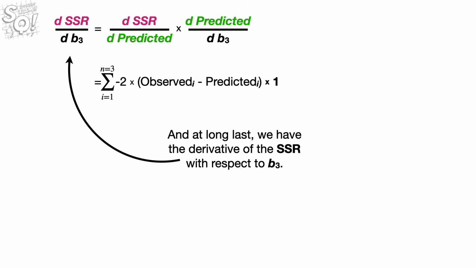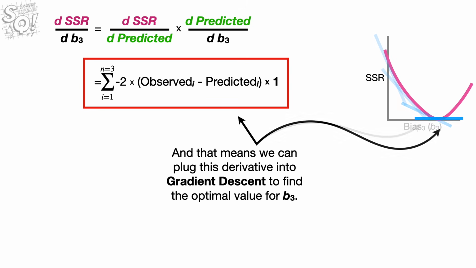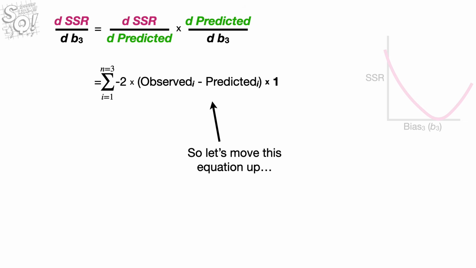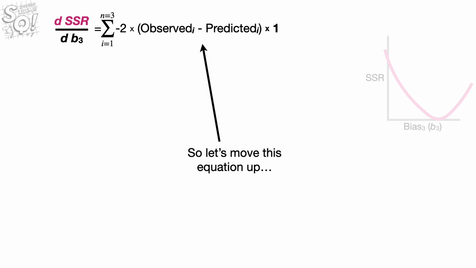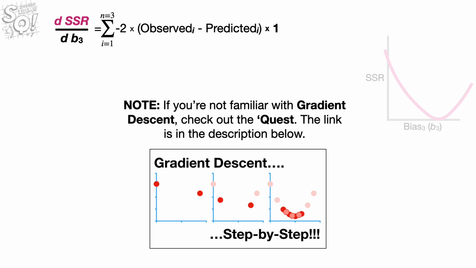Bam! And at long last, we have the derivative of the sum of the squared residuals with respect to b sub 3. And that means we can plug this derivative into gradient descent to find the optimal value for b sub 3. So let's move this equation up and show how we can use this equation with gradient descent. Note, if you're not familiar with gradient descent, check out the quest. The link is in the description below.